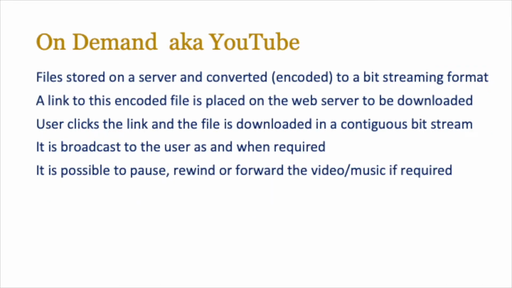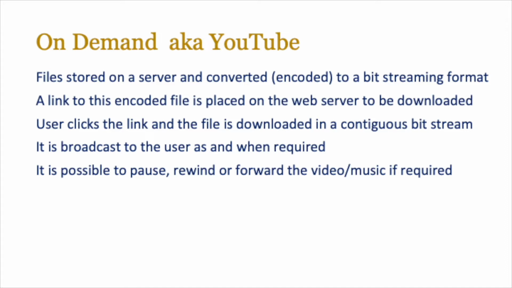So what does it mean by on-demand bit streaming, for example, like YouTube? In this particular case, a file is stored on a server, and it's converted or encoded into a bit streaming format, like a typical MP4 or MOV file, because it probably uses some proprietary or custom compression and custom encoding to keep the file sizes or bandwidth impact down. Now a link to this encoded file is normally placed on the web server, which you download. So when you click on a YouTube link or you click on a Netflix image, that's basically what you're doing.